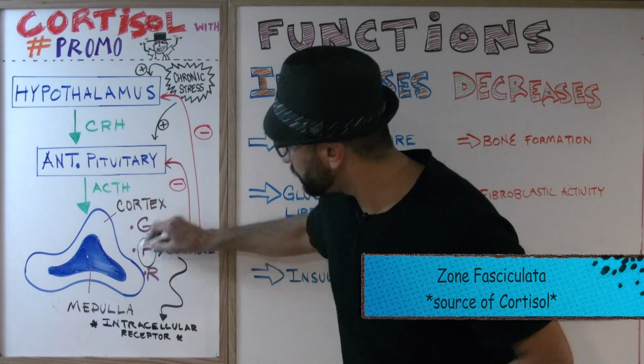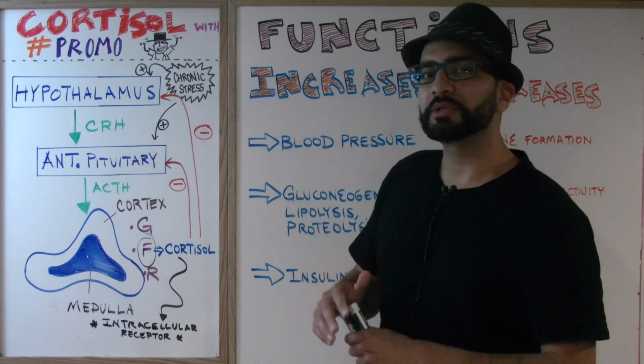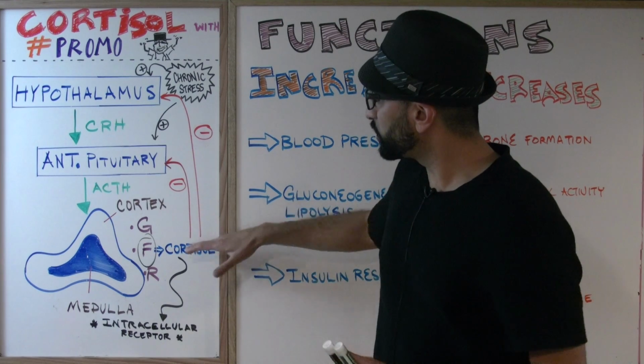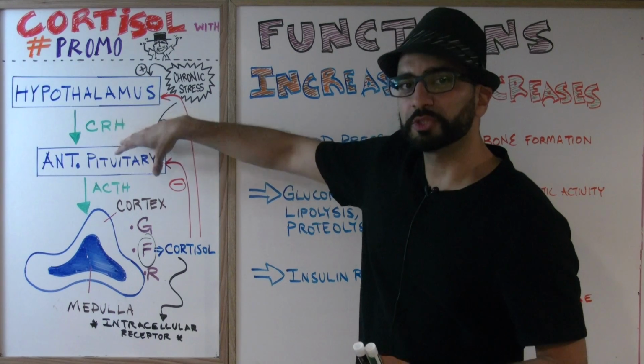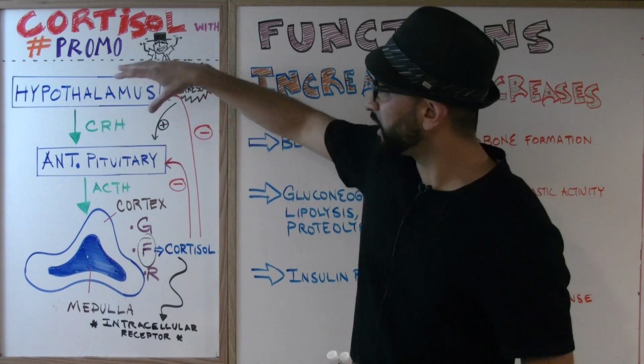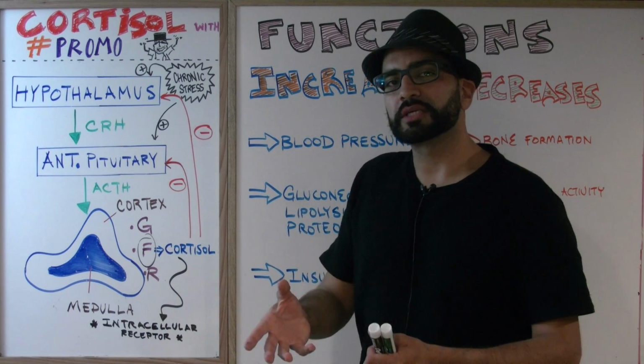Once I get this marker open, there we go. Once cortisol is released, as you can see, there's a little bit of a feedback inhibition going on. As cortisol production increases, it's going to inhibit its own production by inhibiting the anterior pituitary gland, as well as inhibiting the hypothalamus.